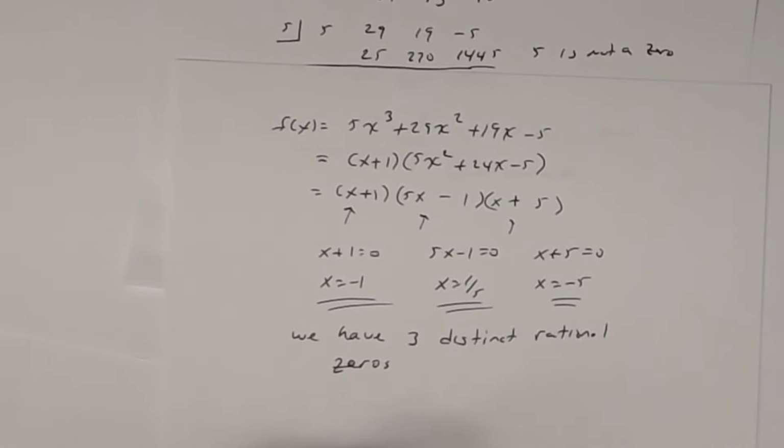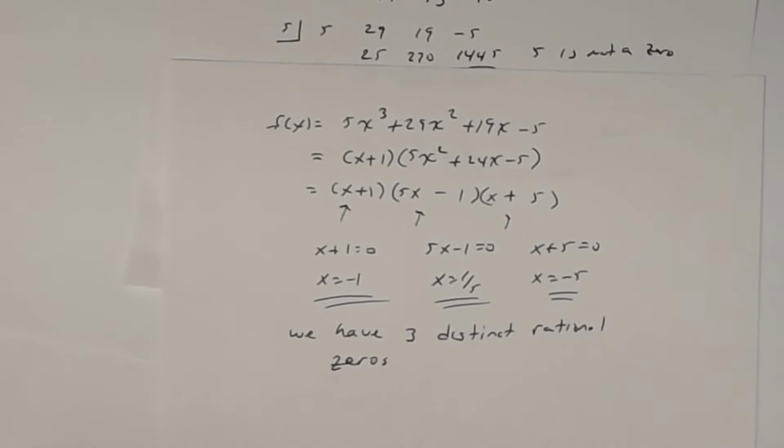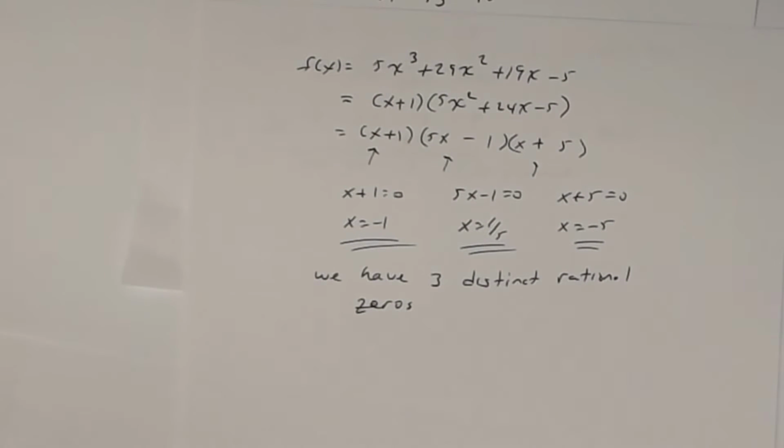Rational numbers are real numbers. It just so happens in this case that those are rational zeros. All right, those are our zeros. Okay, so that was that first example. Let's look at another example.